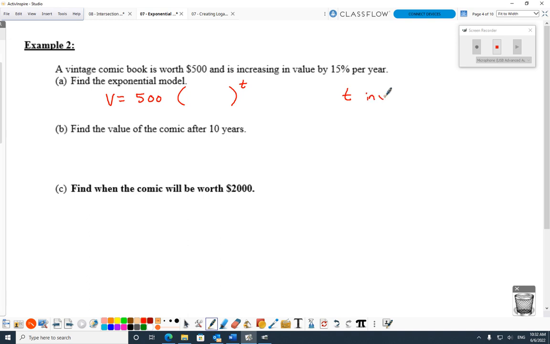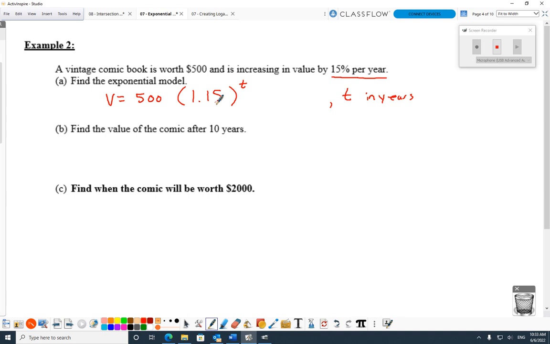T is now in years. But we need somebody right on the case to help me with the growth factor. If you're growing by 15% per year, what do you multiply the value by every year? 1.15. Does that ring a bell from grade 11? It's awfully tempting to go 0.15 here, but that's not going to make it grow. 0.15 is going to find 15% of it. We want to have 15% more than what the value is. So you're using 115% as your growth factor here. Multiply it by 1.15 every year. So there's the exponential model.